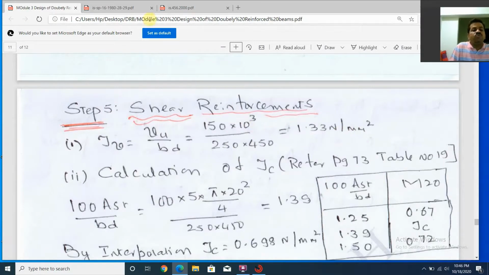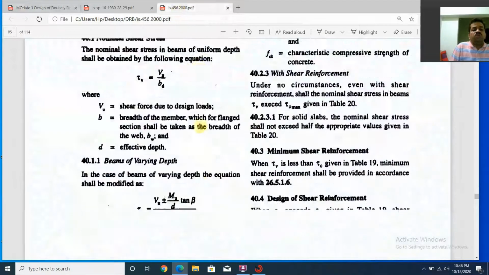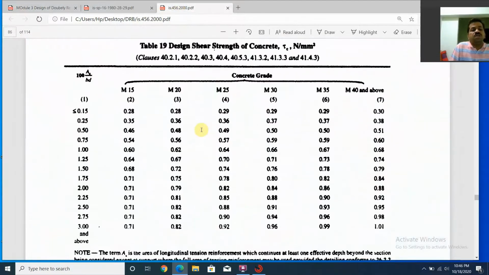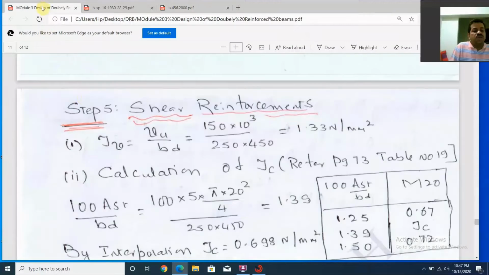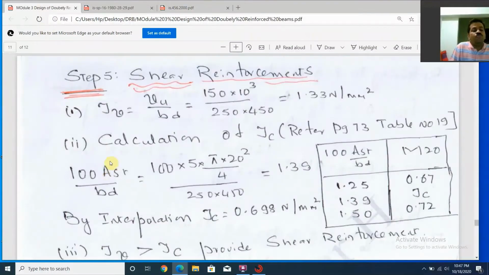And later we have to work out the calculation of tau C based on the percentage of steel and the grade of concrete. So hence we are going to refer page number 73, table number 19, where the percentage of steel is given as 100 Ast by bd and with respect to grade of concrete. So hence first we calculate what we have provided. 5 bars was provided as steel, 5 into pi into 20 square by 4, divided by 250 into 450.